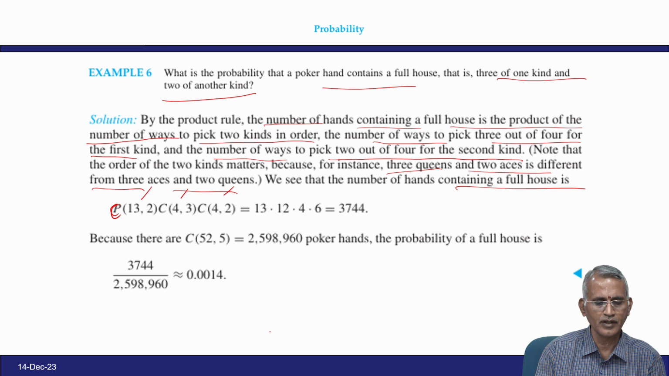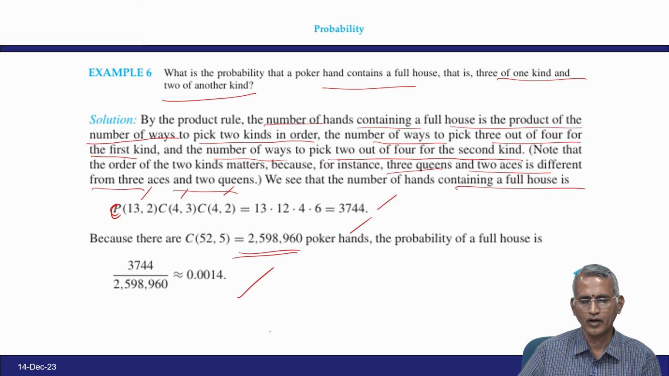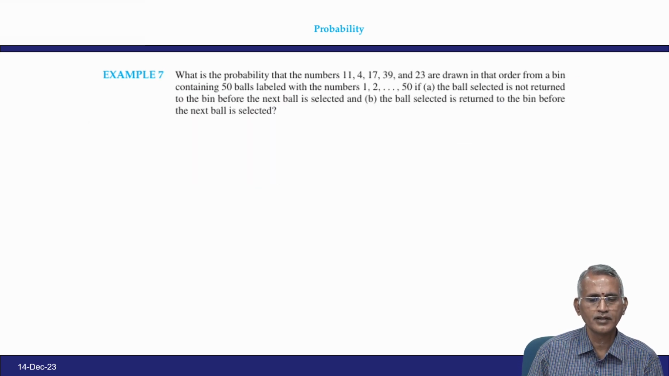So, the result will be 3744, because there are 52C5 equal to 2598960 poker hands. The probability of a full house is 3744 divided by 2598960. It is approximately equal to 0.0014.